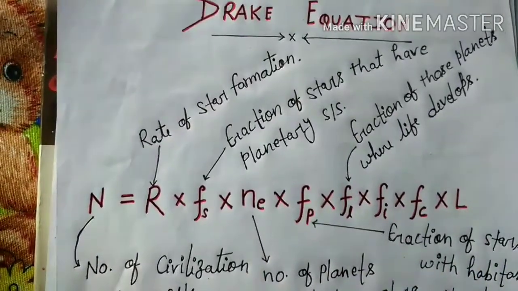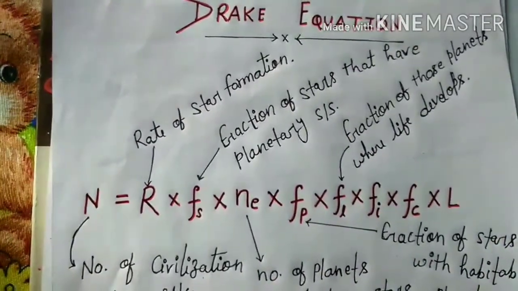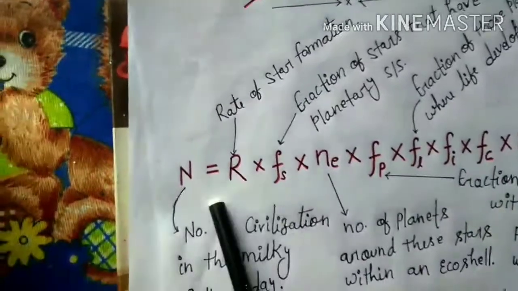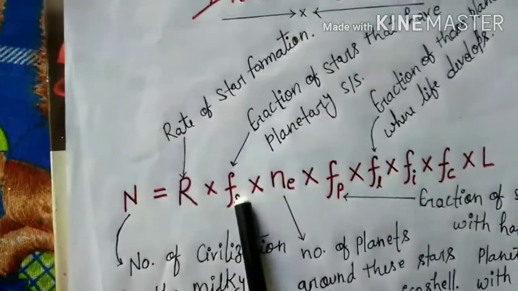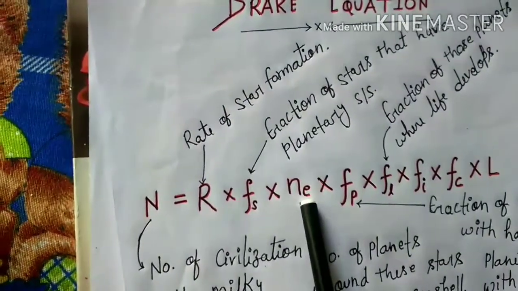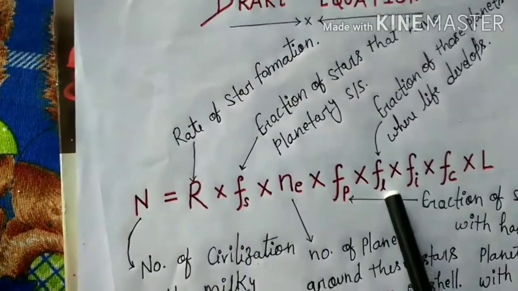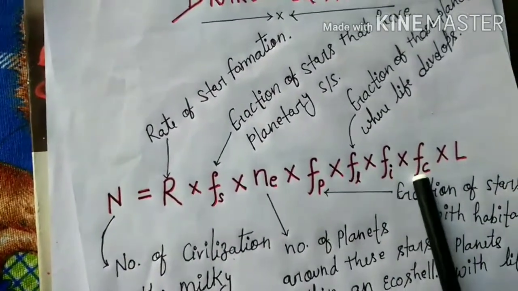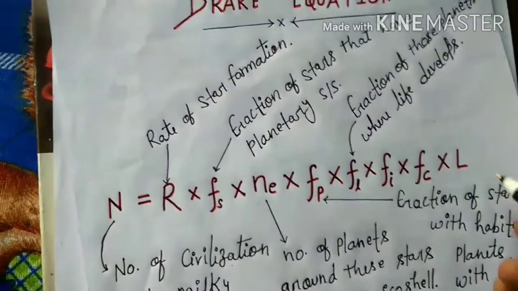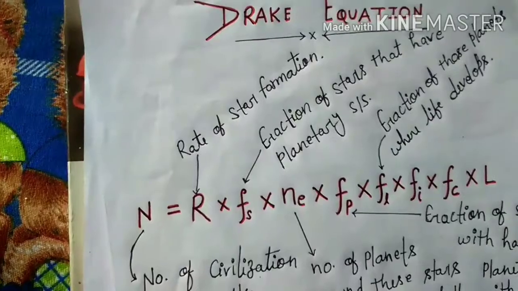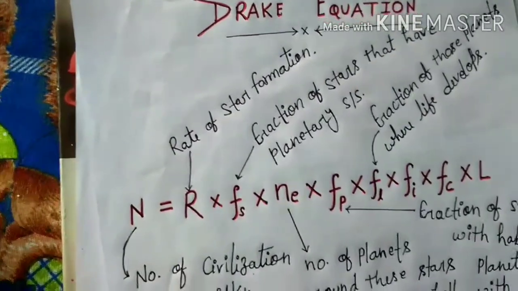Using these conservative estimations, putting in some values. So the equation is here: N equals R times f sub s times n sub p times f sub p times f sub l times f sub i times f sub c times L. This is the Drake equation derived by Frank Drake in 1961.